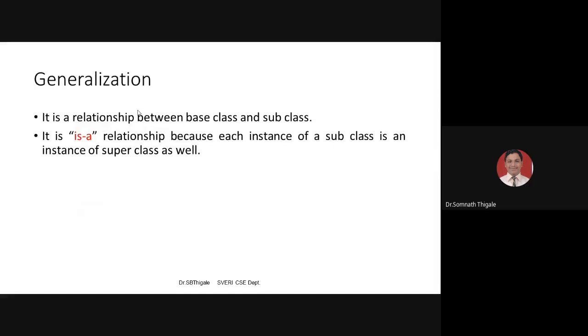Now the next type of relationship is generalization. Generalization is known as the is-a-type-of relationship. Now what is the meaning of an is-a-type-of relationship? We will take one more example to understand this.